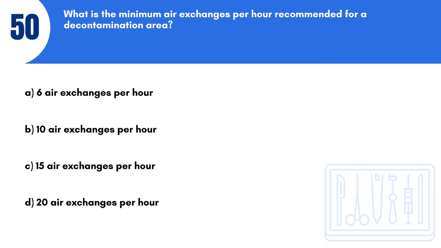Question 50. What is the minimum air exchanges per hour recommended for a decontamination area? A. 6 air exchanges per hour. B. 10 air exchanges per hour. C. 15 air exchanges per hour. D. 20 air exchanges per hour.